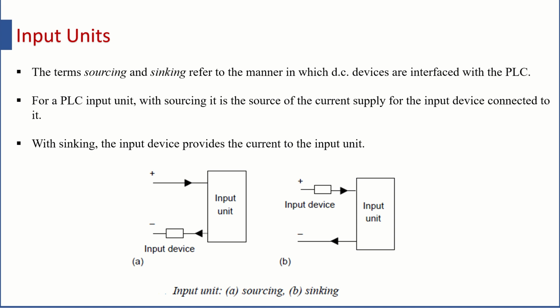Now the sourcing and sinking concept I have already told you. This again I have given here just for the sake of remembrance. This is the input unit. You can see over there, that is the input unit. Here this is the input device in which the current is coming from the PLC. So this is a sourcing connection, and in this case you can see this is a sinking connection, where the power source is connected to the device, and from the device the current is going into the PLC. So this is a sinking connection. All these things we know already.